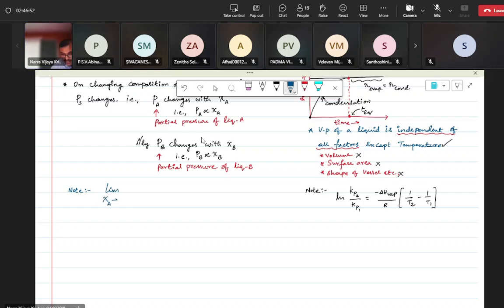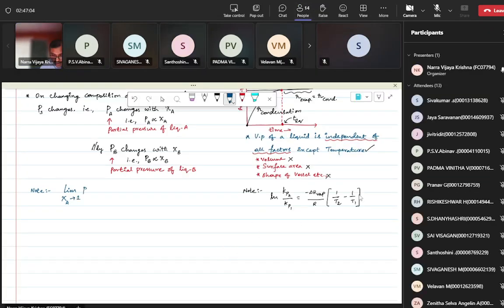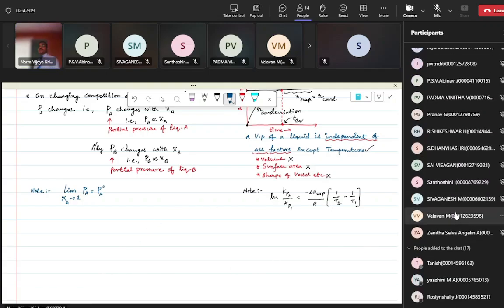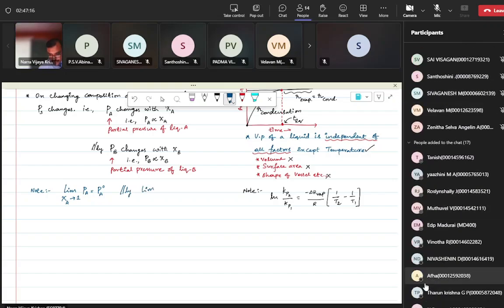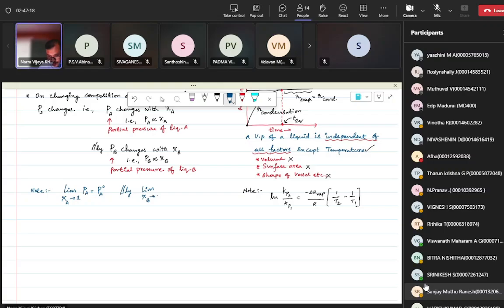As XA tends to 1, what will you write? XA tends to 1, PA is equal to PA naught. Accepted or not? Correct? Similarly, limit XB tends to 1, PB equal to PB naught. Accepted? Any questions in it?